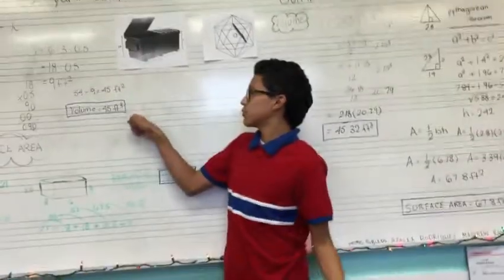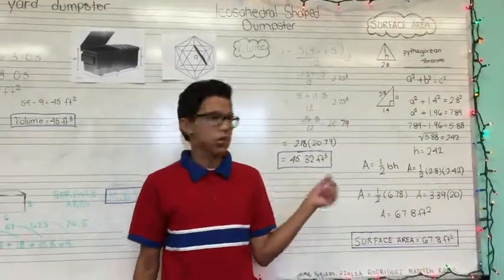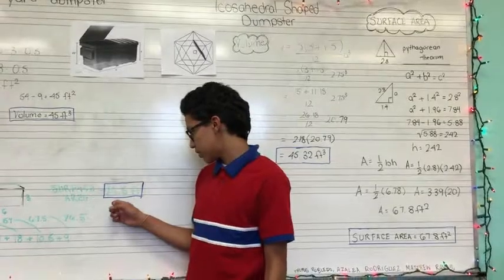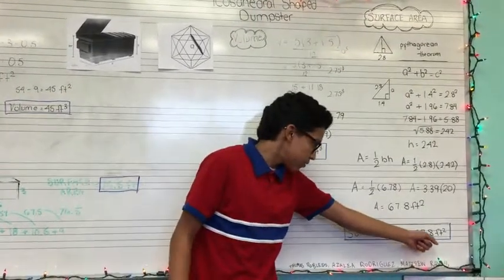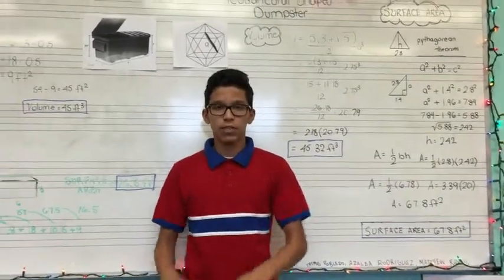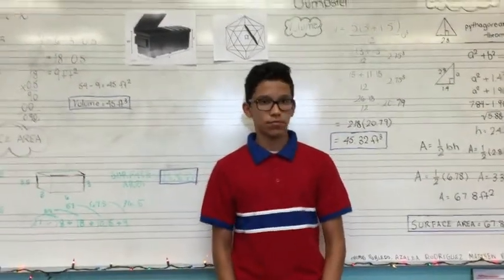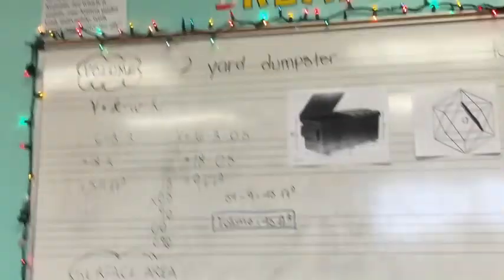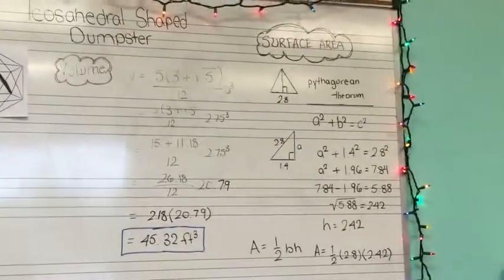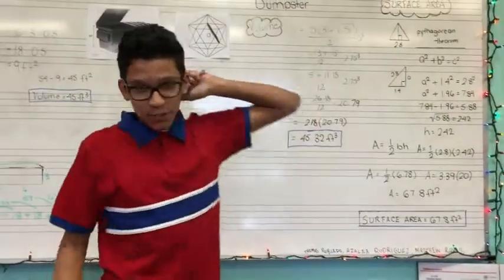Okay, so the volume for the 2-yard dumpster was 45, and the volume for the icosahedron was 45.32. So the icosahedron has a 0.32 bigger volume. The surface areas were 76.5 for the 2-yard dumpster and 67.8 for the icosahedron. The icosahedron has a smaller surface area, which means even though it can hold more, it's more compact. So what this means is the icosahedron is more beneficial to society.